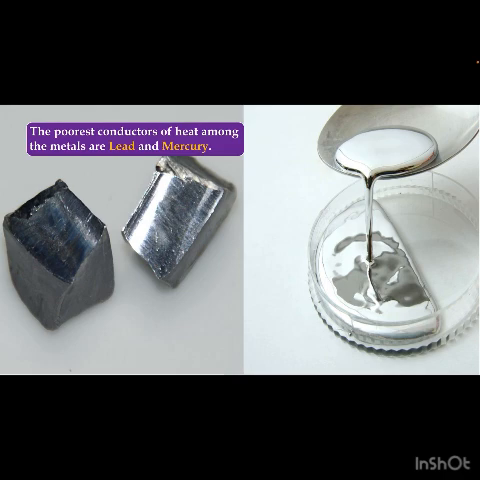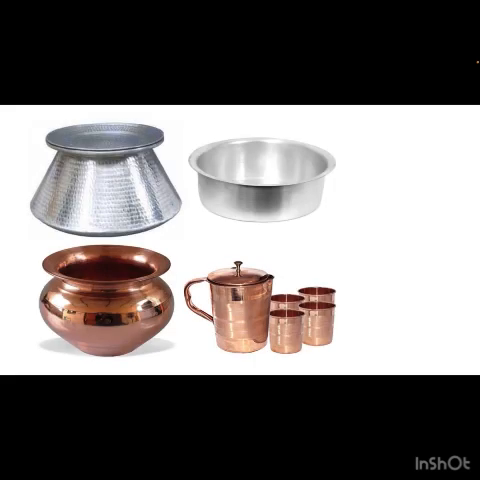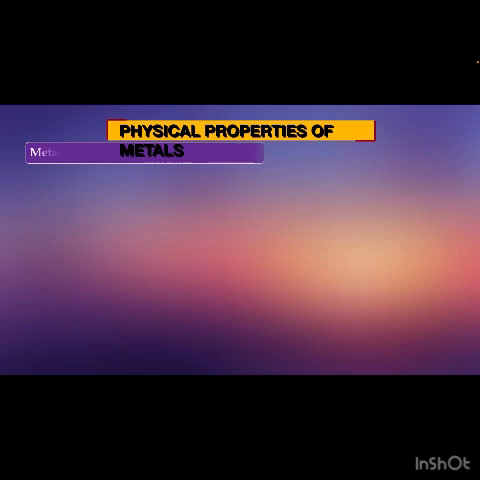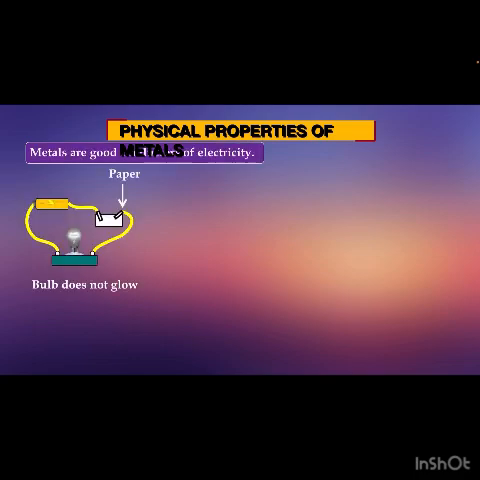But there are some metals like lead and mercury which are poor conductors of heat. You can see the cooking utensils and water boilers are usually made up of copper or aluminium. Metals are also good conductors of electricity.